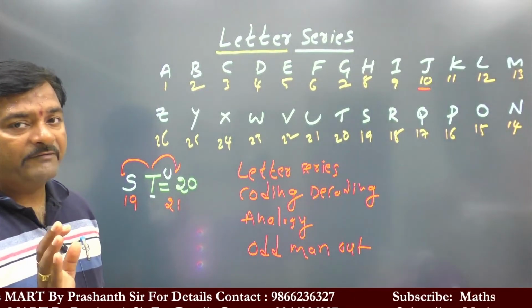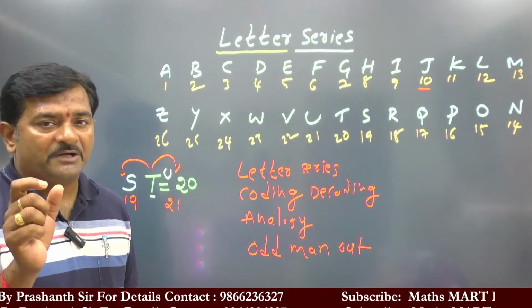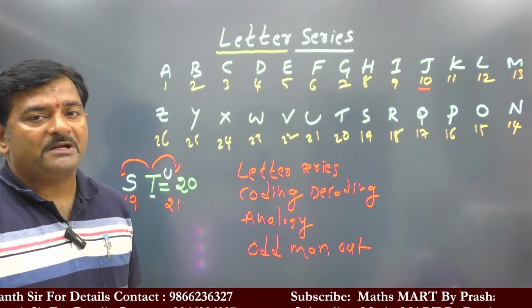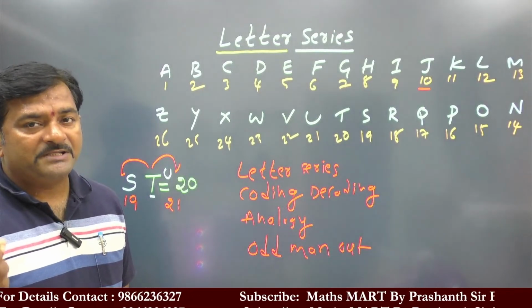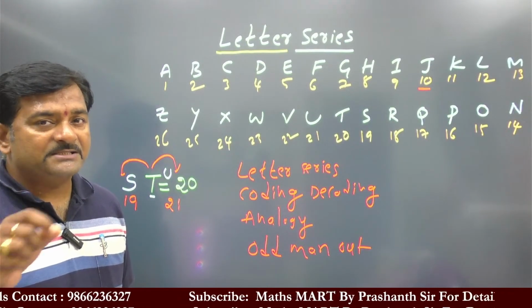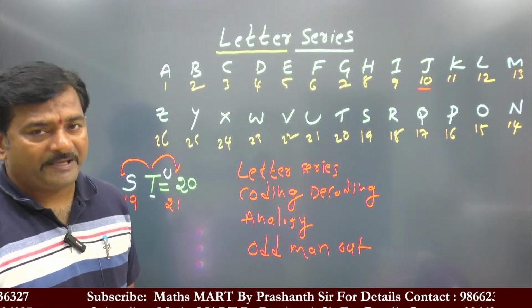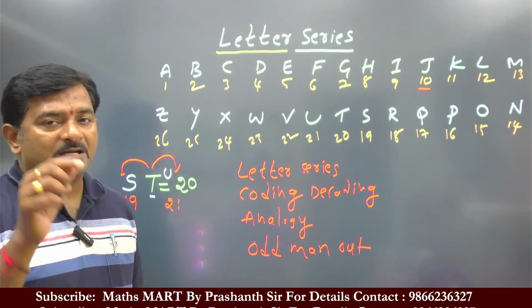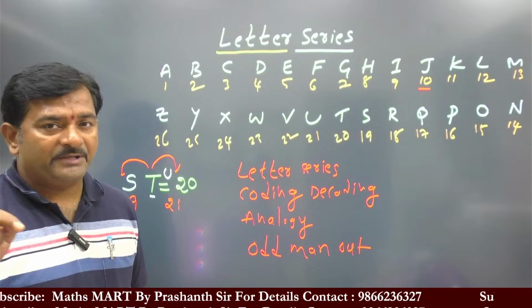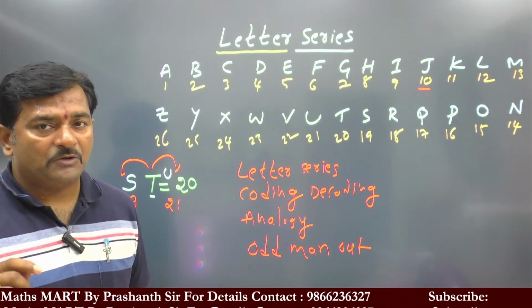Afterwards, the 5 multiples. The first 5 multiple is 5, and the second 5 multiple is 10. What is the 10th letter? The 10th letter is J. Its preceding one is I, and its succeeding one is K. I hope you understood. So I means how much? 9. J means 10. K means 11.